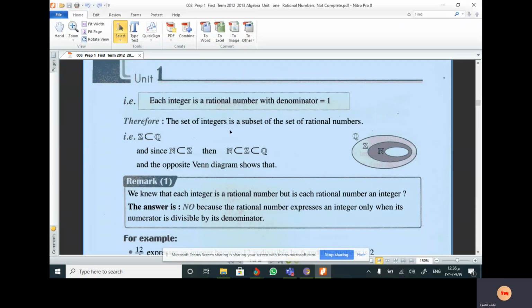The set of integers is subset of the set of rational numbers. Integers, subset of rational numbers. And we know that natural numbers N subset of Z. So we can say that N is subset of Z, subset of Q. And we can represent it by Venn diagram.